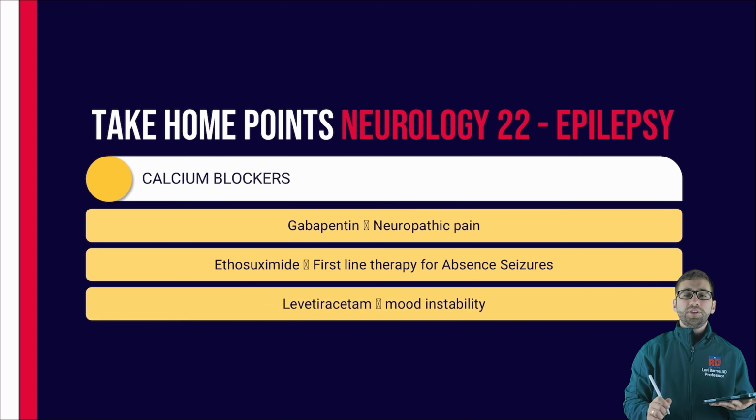Lastly, let's cover calcium channel blockers. Ethosuximide is a first-line therapy for absence seizures. Levetiracetam can cause mood instability, and gabapentin is often used for neuropathic pain in addition to its anticonvulsant properties, which are low.